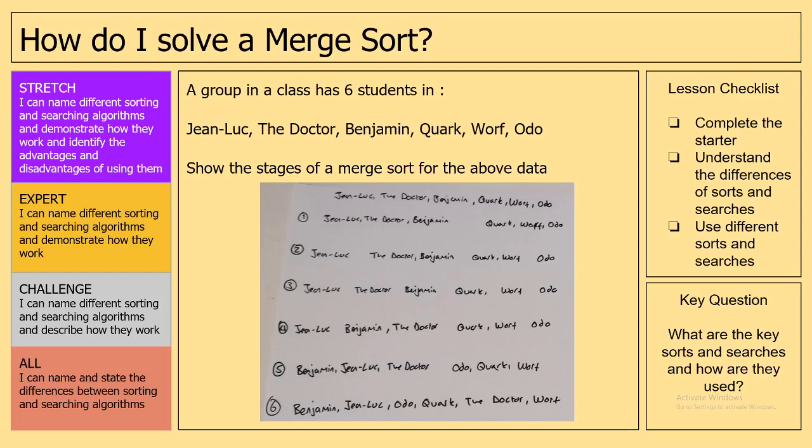And then I want you to answer the key question for today. The key question for today, as you can see on the bottom right hand side of the screen, it's been there the whole time. What are the key sorts and searches, and how are they used? So again, look through the work you've done today to help you answer that question. And again, if you go over that, that's fine. Go for it. The more the merrier. And then just add your work into your booklet and make sure it gets all submitted for marking.